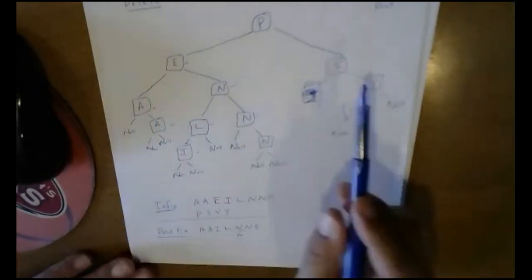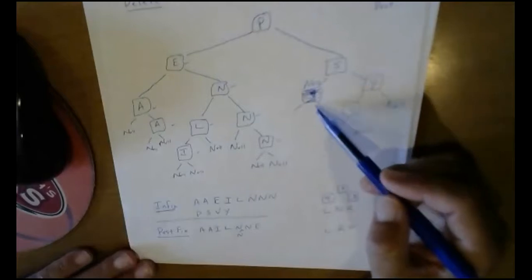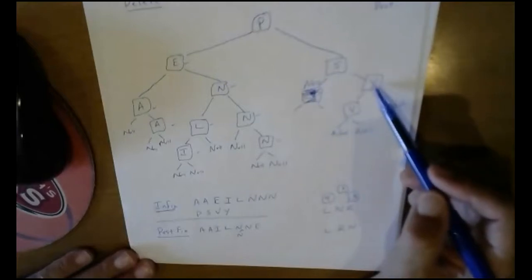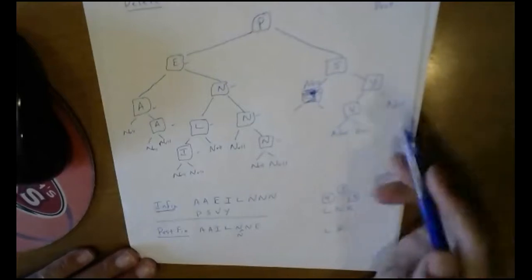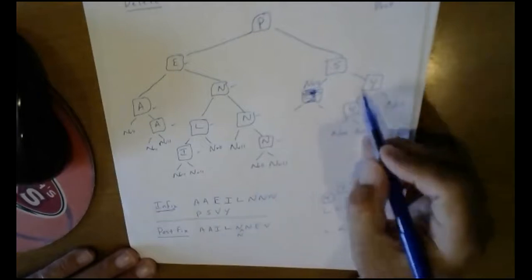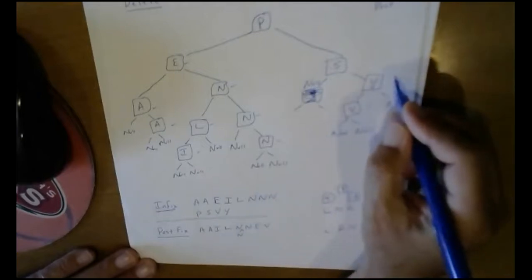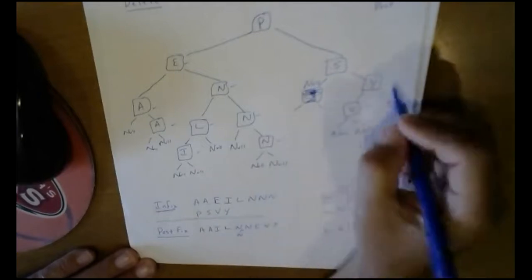Took care of the left. Now I come to the right. I look to his left and I go to his right. I looked at his left. I get a V. Look to his right. Go back and get the node, which is Y.